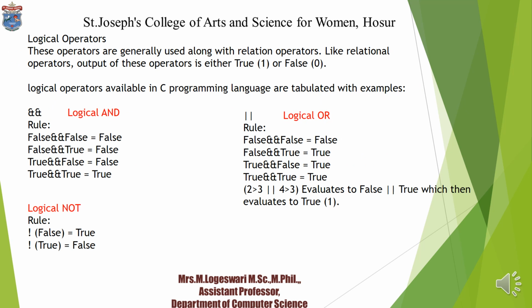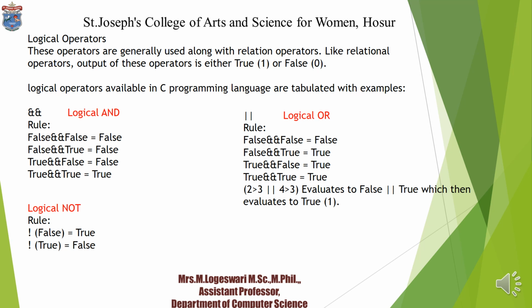Along with the relational operators, the output of a logical operator is 0 or 1, meaning either true or false. The logical operators are and, or, not. If your program evaluates two or more conditions, you have to use and, or, not. If both conditions are true, the result will be true in the and operator.